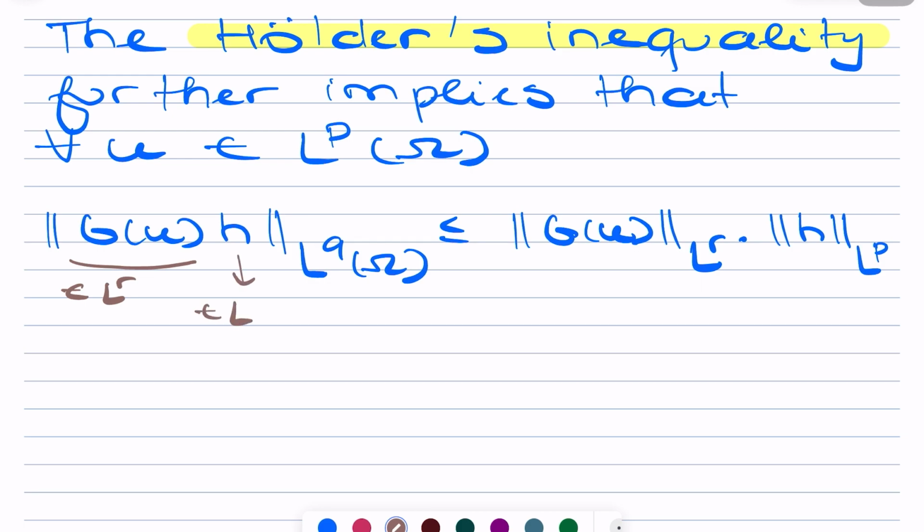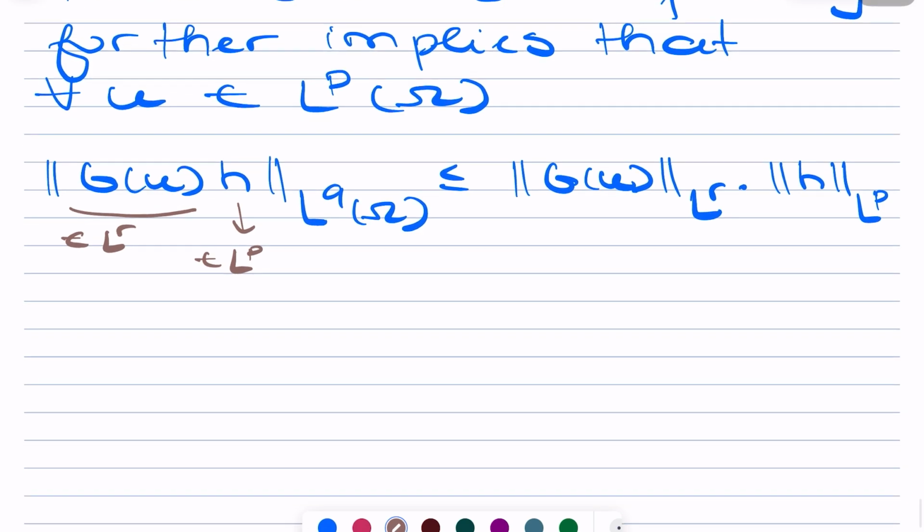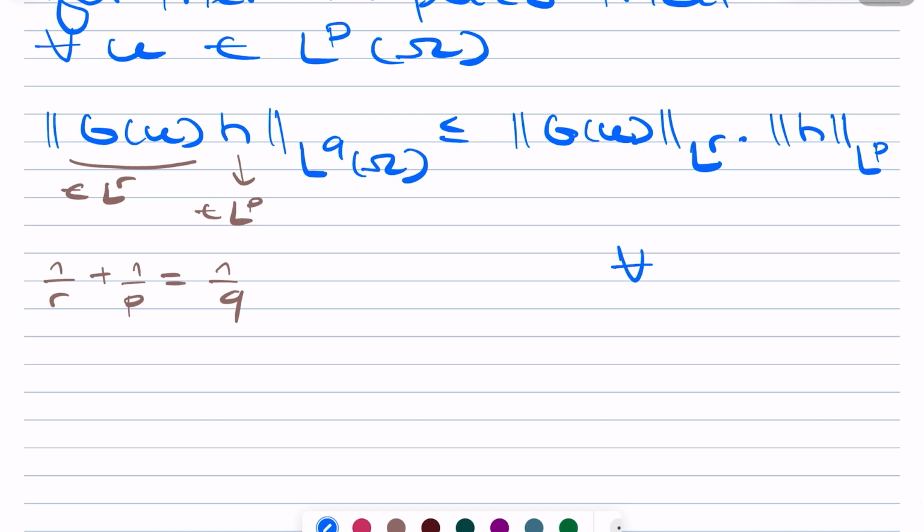This is a direction. And if you make the computation, then you see that 1 over r plus 1 over p is equal to 1 over q. So this means that this product here is actually in Lq, and then by the generalized Hölder inequality, it is less or equal than the r norm of du times the p norm of h, for every h in Lp of omega.